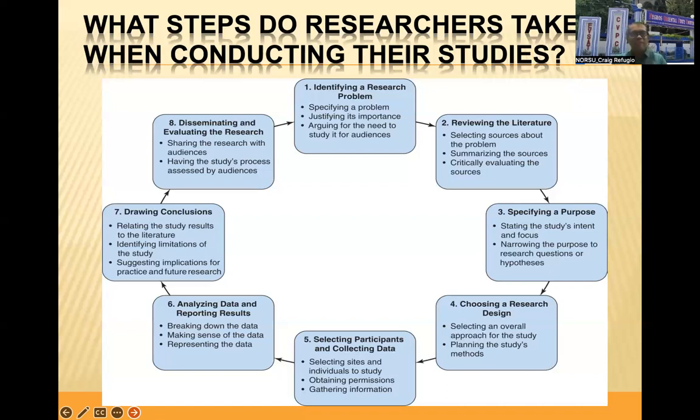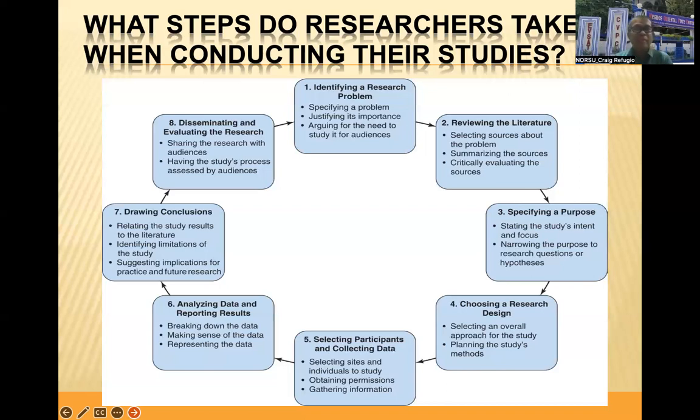You have to make sense of the data. Remember, numbers presented without description are actually meaningless. You're going to represent the data. As I mentioned, represent the data in terms of tables, graphs, and charts, and what's the meaning of those different data in the graph? What is the meaning of those different data found in the table? What is the meaning of those different data found in the figures?